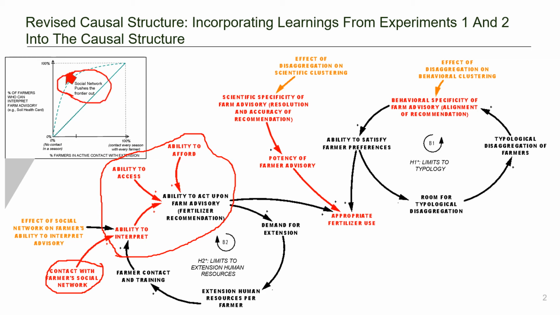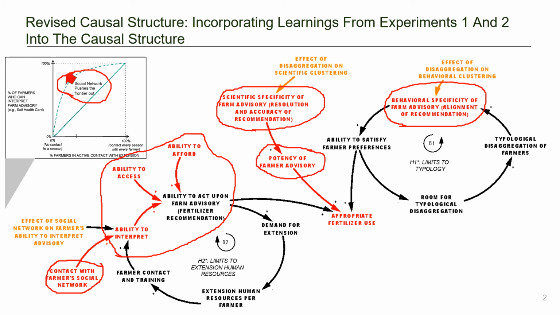hypothesized. Now, the most important learning perhaps is from the fact that the specificity of the advisory itself may divide into 2 types of specificity. The behavioral specificity, which is about how close is what is being advised to a given farmer's preference. And the scientific specificity is about how accurate is the advisory from the perspective of the underlying agronomic condition of the farm about which this advice is. This second factor contributes a third component to appropriate fertilizer use, which is the potency of the farmer advisory, which is what we will see in the next slide.